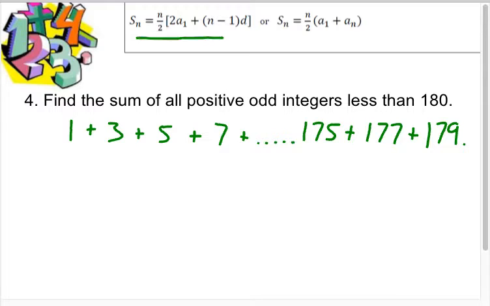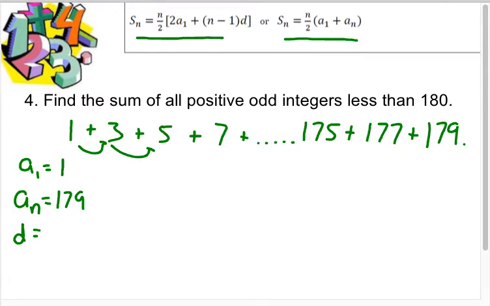We could use either one of these two. I think we know everything here. We know a sub 1 is 1. We know a sub 2. Oh, I don't want a sub 2. Sorry about that. I want the last term. A sub n is 179. Our common difference here, some people get a little confused with this, but what are we going up by every time? Difference between 3 and 1 is 2, between 3 and 5 is 2. Our common difference is just 2.